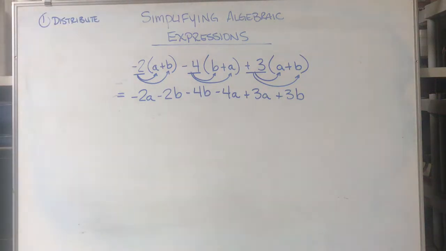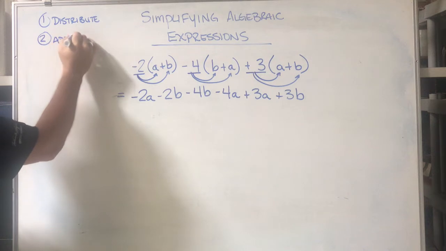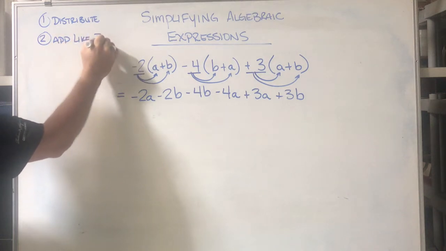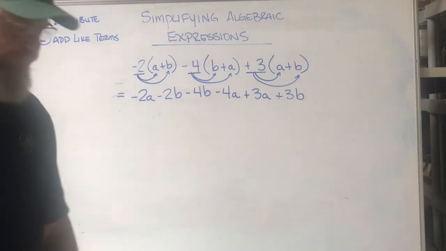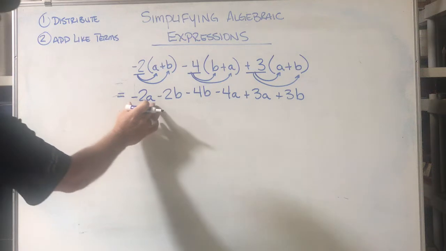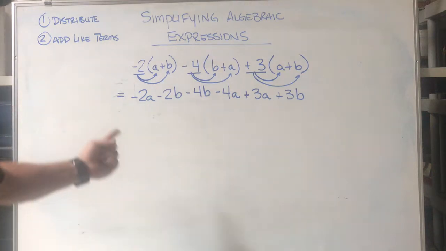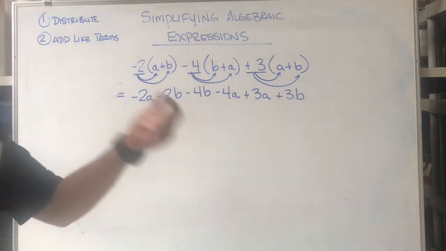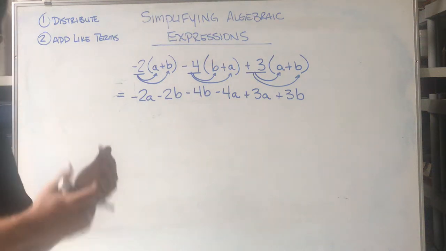Okay? So now the next step we need to do is we need to add like terms. So we need to identify our like terms. So let's start with the first term. I've got a negative 2a. So what is the variable of negative 2a? Well, the variable is a. So I need to find every other term in this expression that has a variable of a. And then I'm going to add those together.